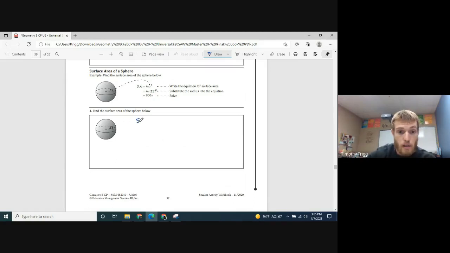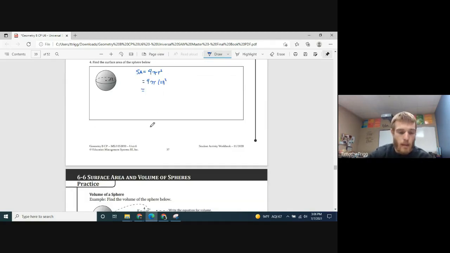So for our surface area, we want to be using the formula 4 pi r squared. So in our case, that's going to be 4 pi times 21 squared. So go ahead and finish that up. Figure out what 21 squared times 4. Keep the pi. Okay, that would be the surface area of that.